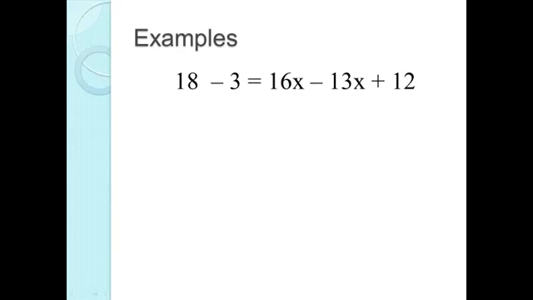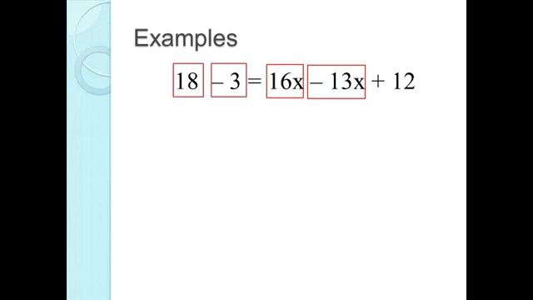Before we get started moving terms, take a look at this equation and see if you can combine like terms together first. If you are ever able to combine like terms on either side of the equal sign, always do that first. On the left hand side, we can combine together 18 and negative 3. On the right hand side, we can combine together 16x and negative 13x.